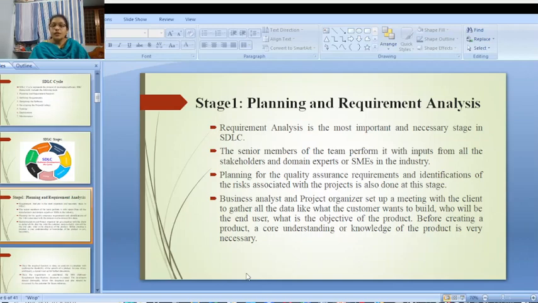So each and every piece of information will be maintained or gathered in this particular stage. Before creating a product, a core understanding of knowledge of the product is very necessary. So before starting the requirement analysis or requirement gathering, we have to have knowledge about what the customer actually wants, what product the customer wants to develop. So we need to have an understanding of that product information.